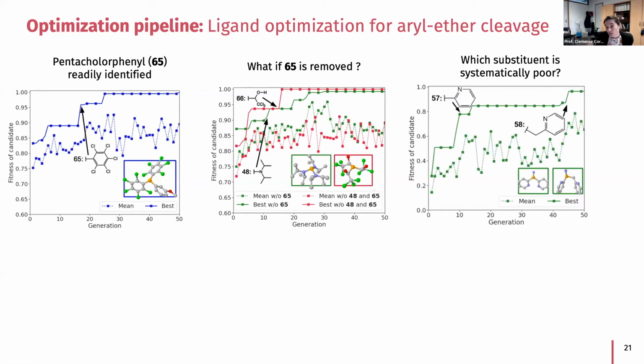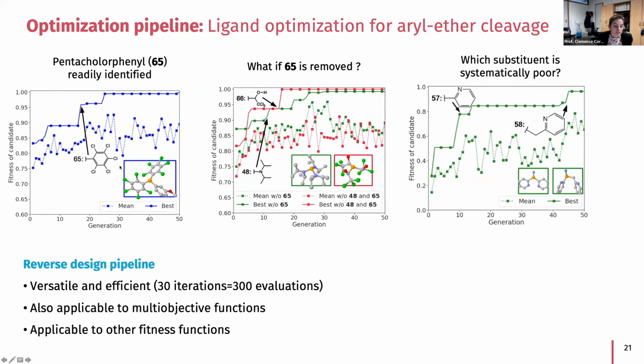And you could also ask another question: which substituent leads to a systematically poor value of this volcano descriptor? What is interesting is that that's the proof of principle that the genetic algorithm is working. So the fact that we converged again to 65 was actually very reassuring here.